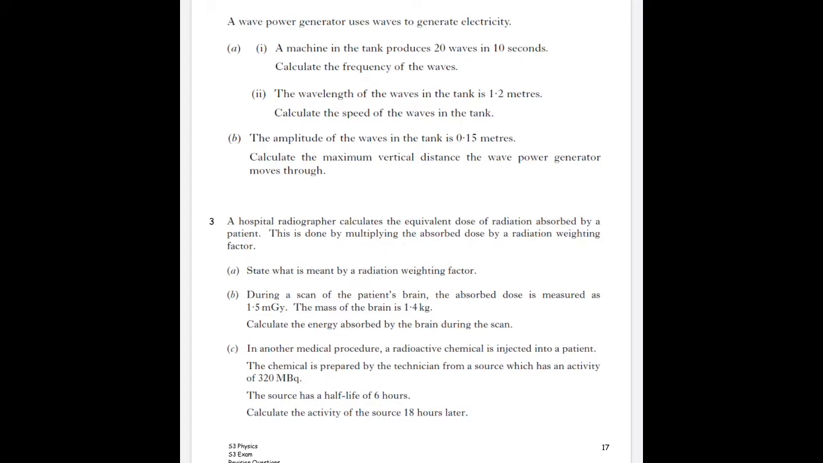So question 3 says a hospital radiographer calculates the equivalent dose of radiation absorbed by a patient. This is done by multiplying the absorbed dose by a radiation weighting factor. So first question, state what is meant by radiation weighting factor.